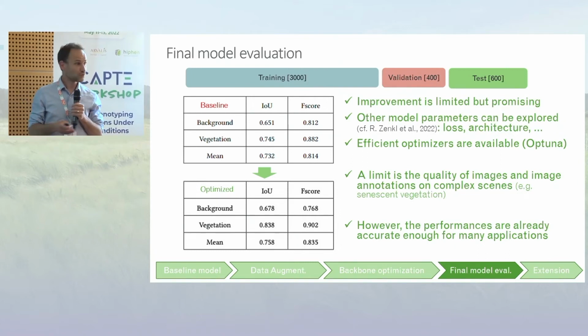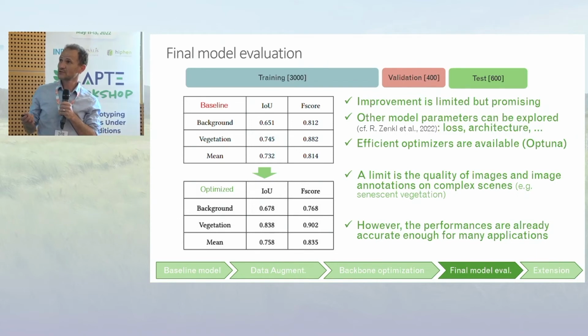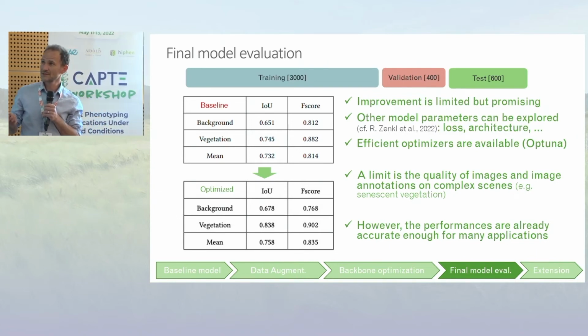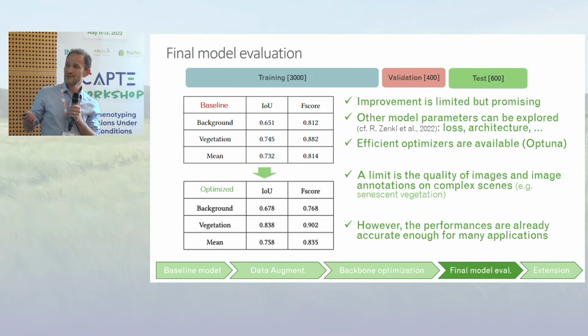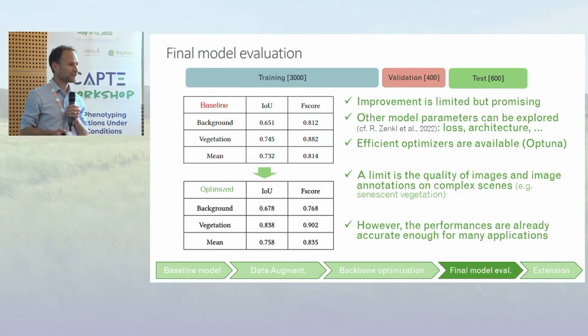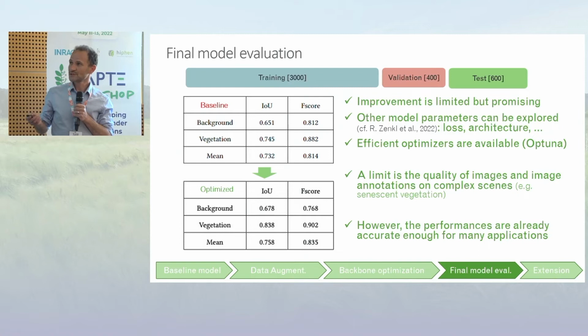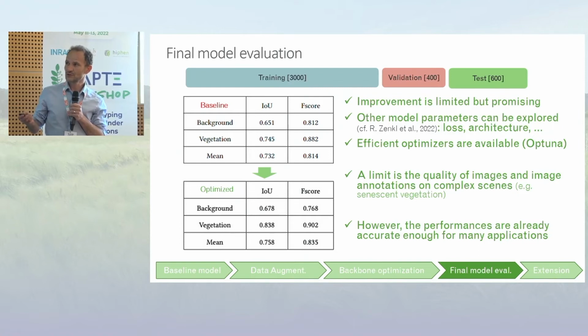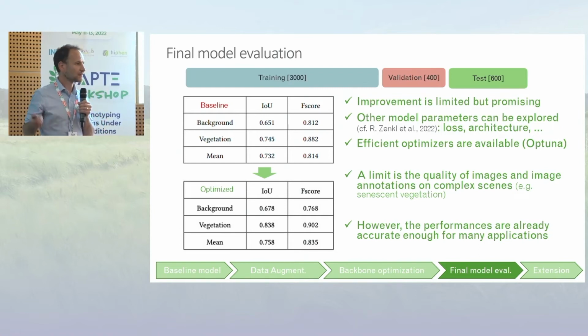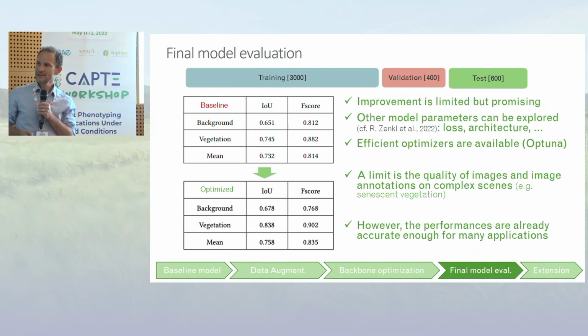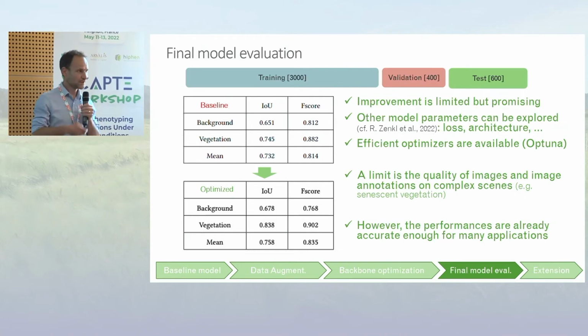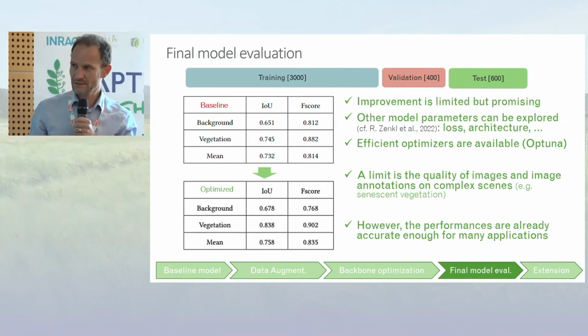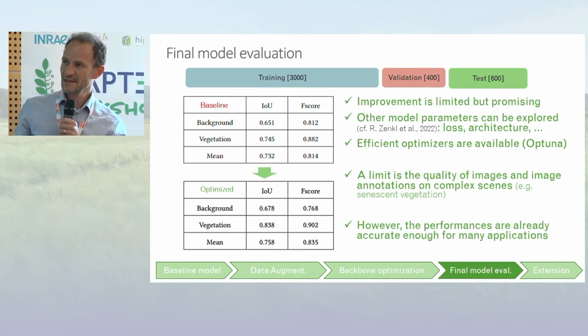We can also try some other model parameters as published by the team of Andreas. We will also try to play with the loss function and architecture, as there are new architectures being released. A good point is that the Optuna package was efficient to optimize some of the parameters. So that's an important asset.